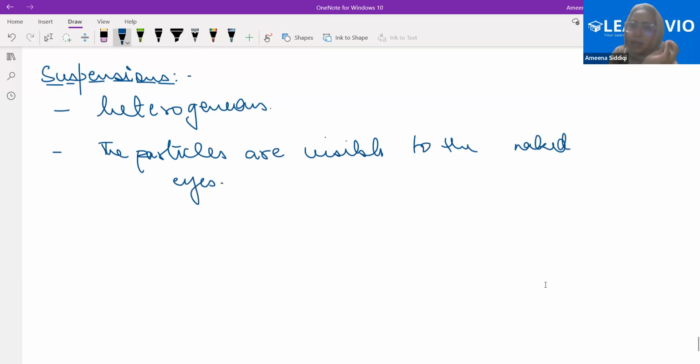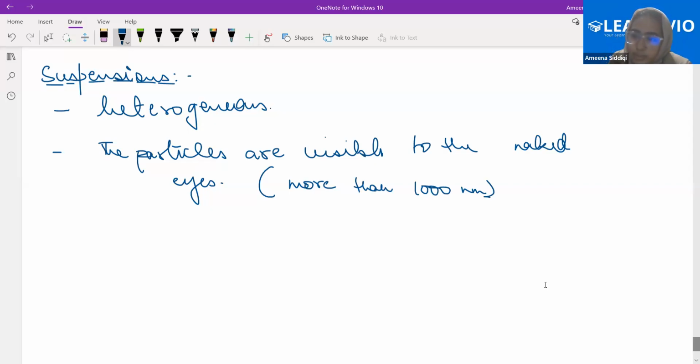But the size of the particles in suspension, this point is not discussed in the NCERT, but please write it down. The size of the particles in case of suspension is more than 1000 nanometers. Okay. Clearly, you can see the difference. And 1 nanometer is equal to 10 raised to the power minus 9 meter. Okay. That is the relation between nanometer and meter.